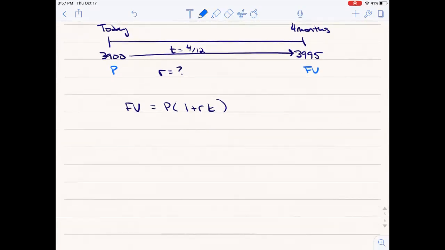So I like finding future values. In this case, we have the future value and the principal. So we get 39.95 is 3,900 times 1 plus R, which we're solving for, times T, which is 4 over 12.